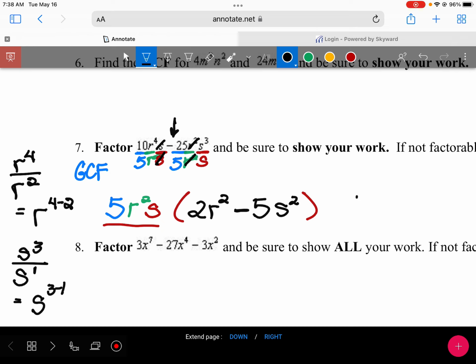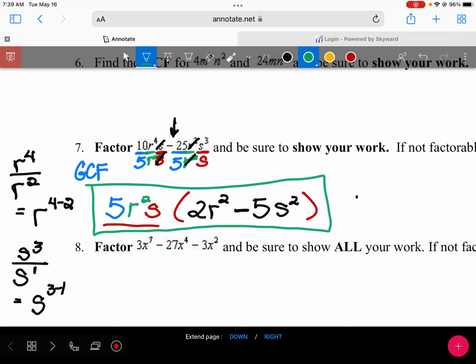Okay, now, after you do this, you need to look at this and say, is this or some other kind of factoring that I can do? Is this a difference of 2 squares? The answer is no, because 5 is not a perfect square and neither is 2. So your final answer is 5r squared s times quantity 2r squared minus 5s squared.